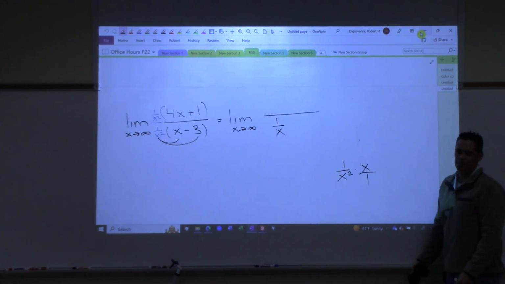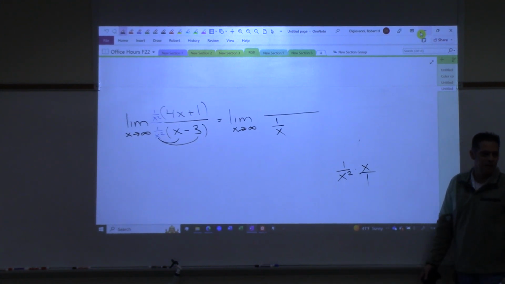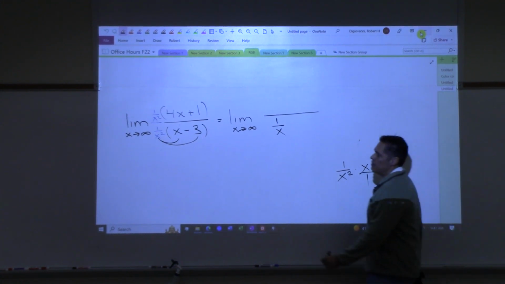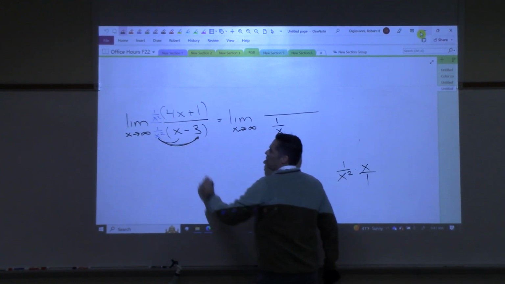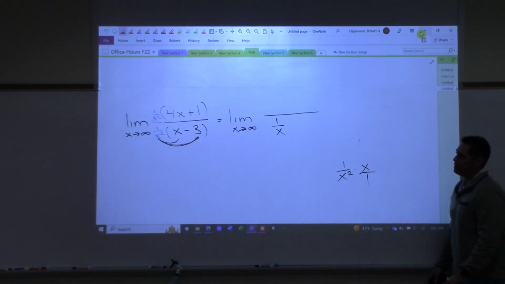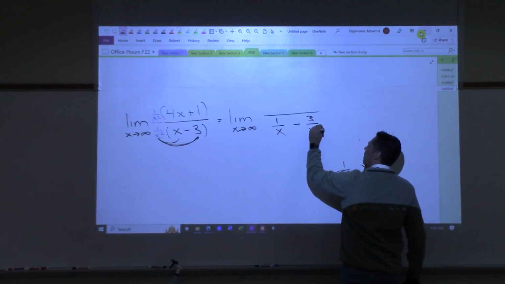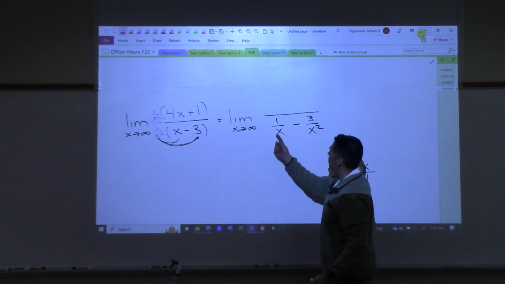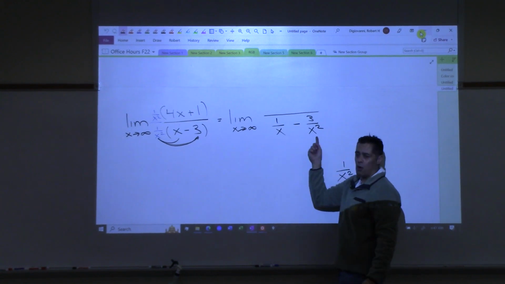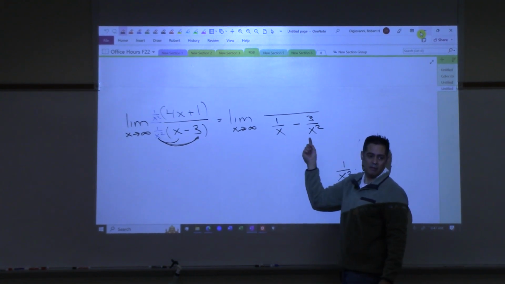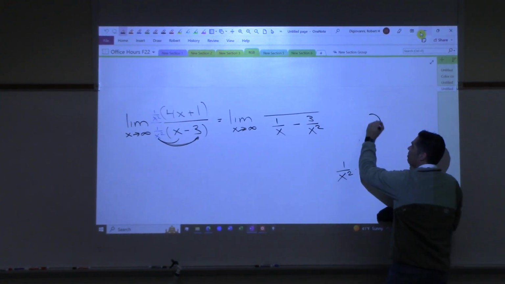I hate saying this is just algebra, but it is. Here to here, what do you get? 3 over x squared, right? Minus 3 over x squared. I'm doing this because I want to show you, if I take this limit, these both go where? To 0 now, right? So isn't the bottom going to be 0?